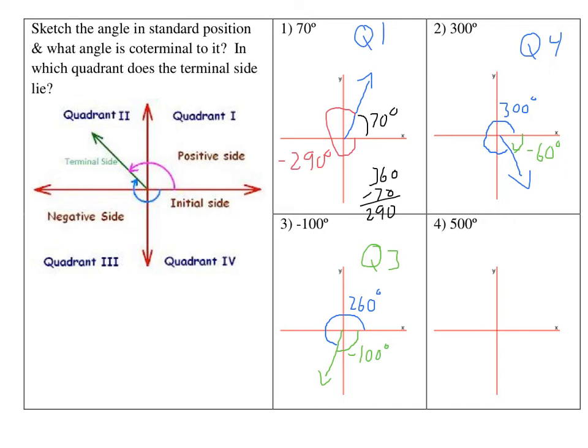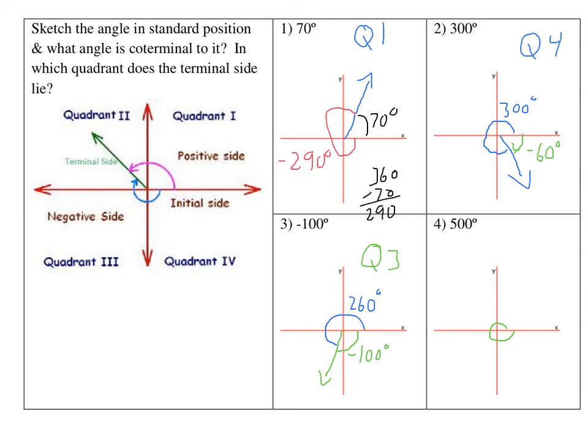Now the last one's a little bit trickier, again, because 500 is over 360. So you're going to go all the way around once and then keep going. So watch, you're going to go all the way around once. It starts looking like a seashell. So I went around 360. Now how much more do I need to get to 500? Can you tell it's 140?